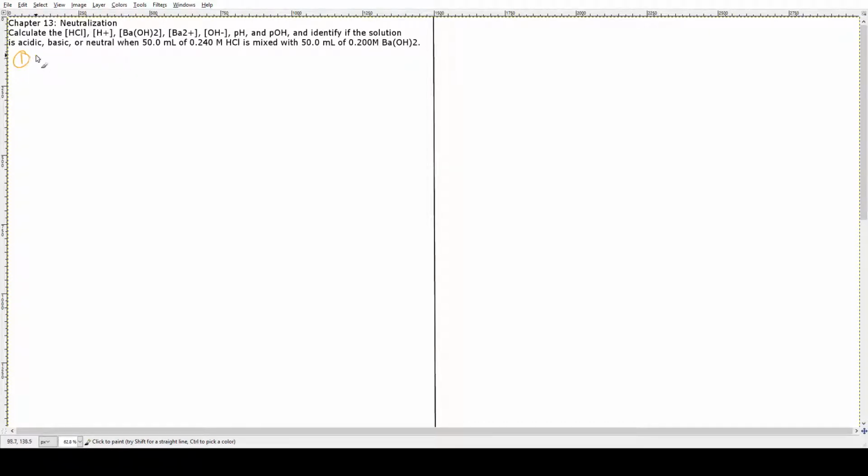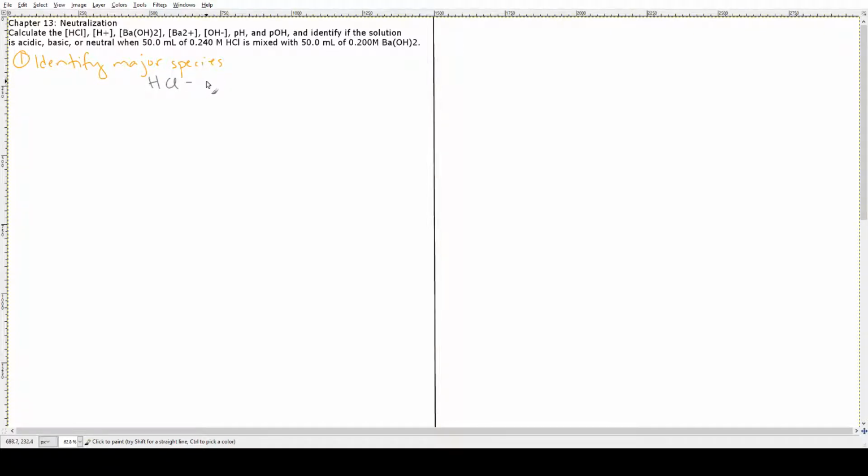Step 1, identify what you're working with. Identify the major species. In the last problem we did, the Does This Make Sense video, we included water in our major species. That was only because the concentration was so incredibly low. Here, these concentrations are not very low, so I'm going to leave water out.